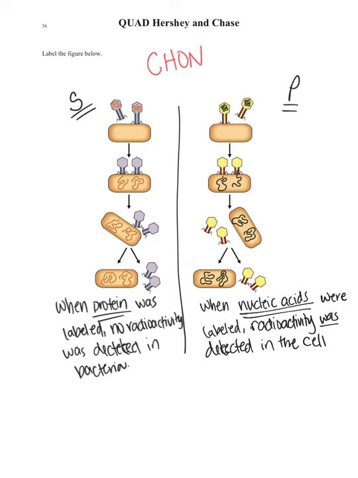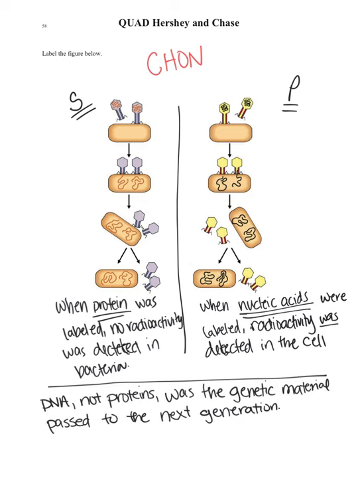Now, the big conclusion, once again, of this experiment is that DNA, not proteins, was the genetic material passed on to the next generation.